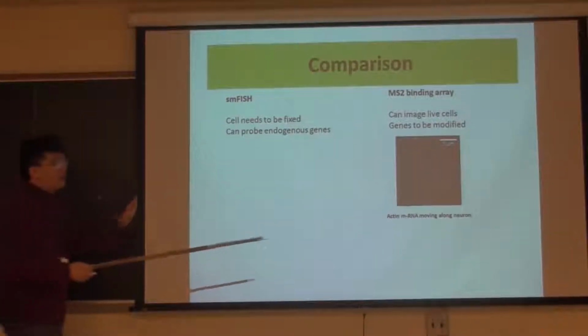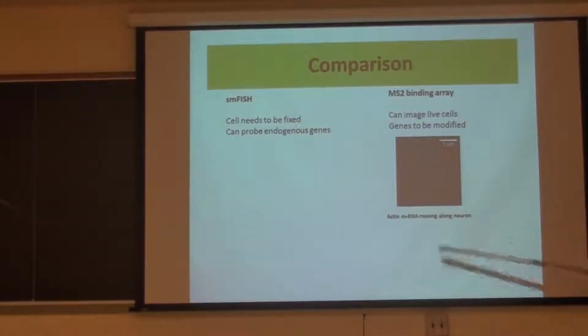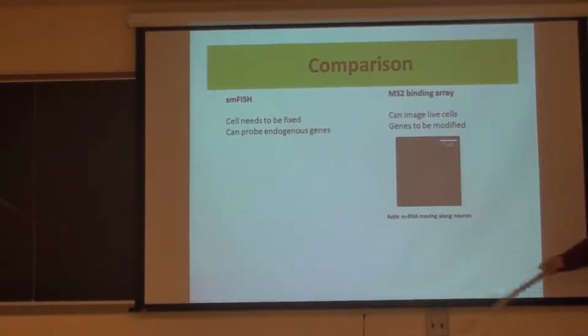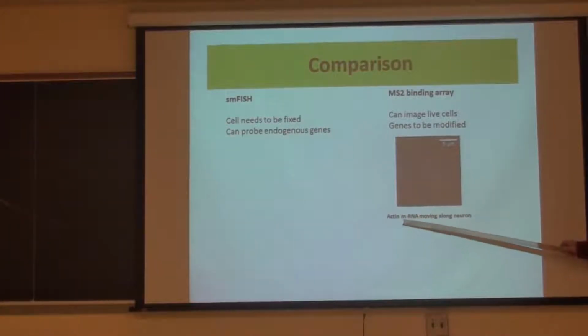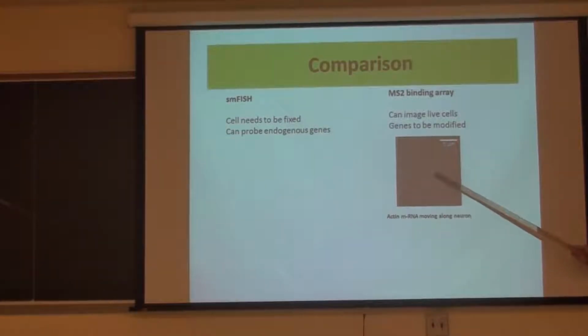Actually, this is a very amazing experiment that these guys did. What they did was to start with a mouse. Okay, you know what a mouse is, and then they replaced the endogenous actin gene by an actin gene fused to an MS2 binding array. Many repeats. And then this data is taken from cells derived from that mouse. So that's called knock-in.